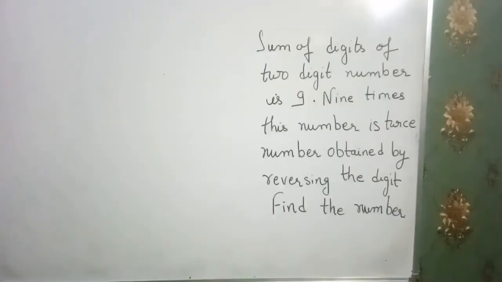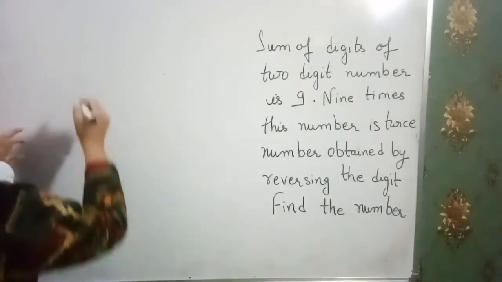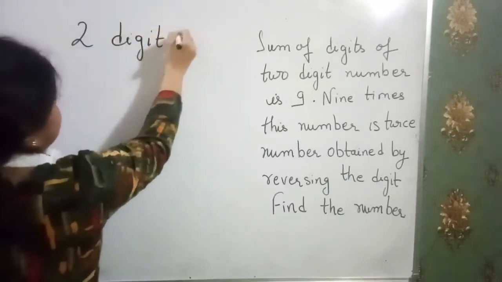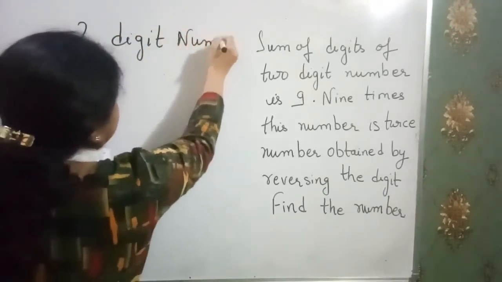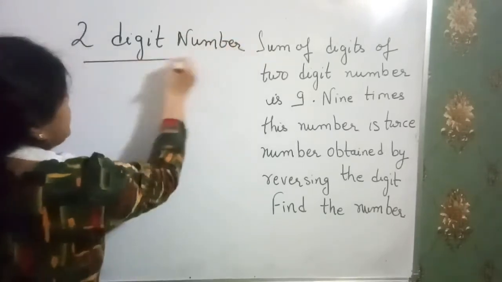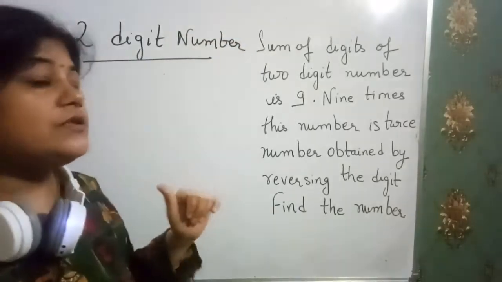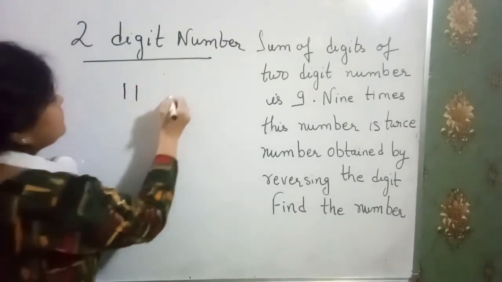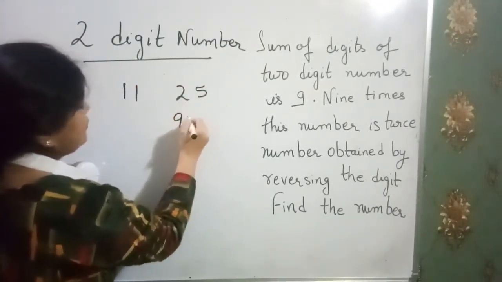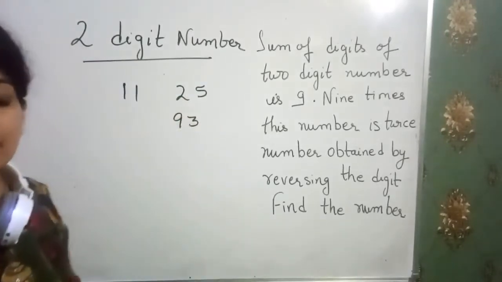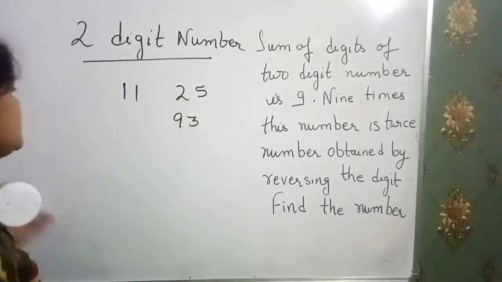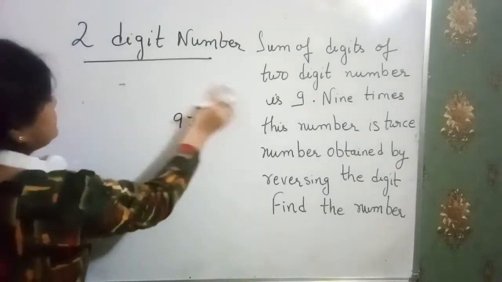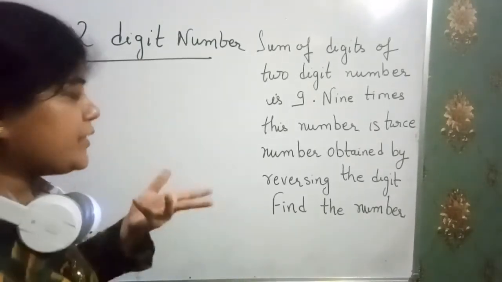Now I am going to take the problems regarding 2-digit numbers. Okay. So please be attentive in these questions. What is a 2-digit number? That means 11, 25, 93. So these are 2-digit numbers. So just try to understand the concept. How can we put it in variables?